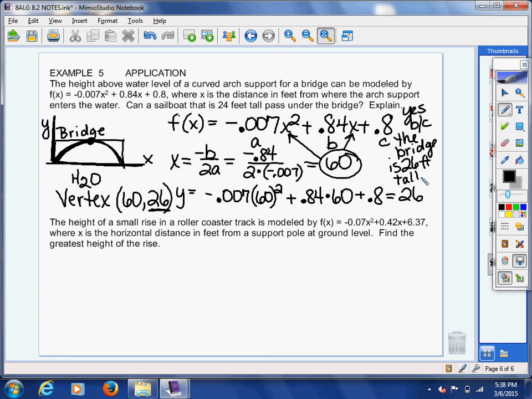The second one's real similar. Okay? Height of a small rise in a roller coaster track is modeled by, and they give you an equation here. You're going to need that. And then X is your horizontal distance in feet from a support pole at ground level. Find the greatest height of the rise. Remember, height will be your y. So again, you're going to do this problem just like the first one I did with you. This will be extra credit, 1 point if you can tell me what the greatest height of that rise is. Okay? So good luck with that. Bring your questions to class.